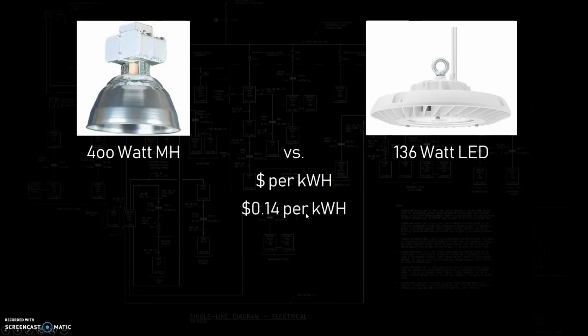So for how many kilowatt hours, we have a price per kilowatt hour. For this example, we're going to use 14 cents per kilowatt hour. That's probably pretty common, depends where you're at. So for every 1 kilowatt hour we use, we're going to be charged 14 cents from the power company.